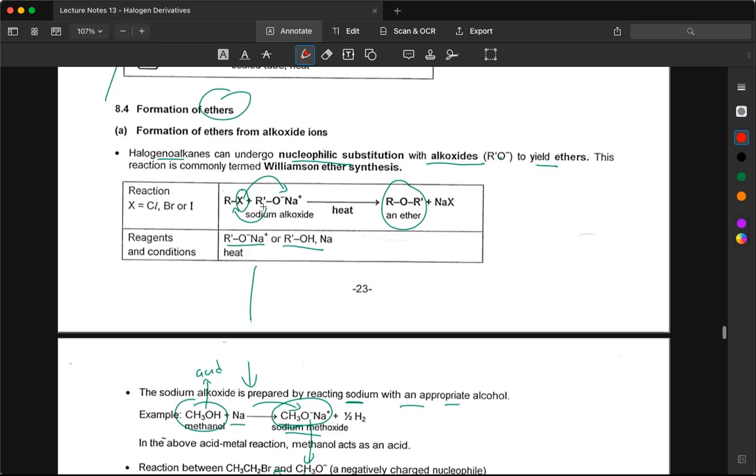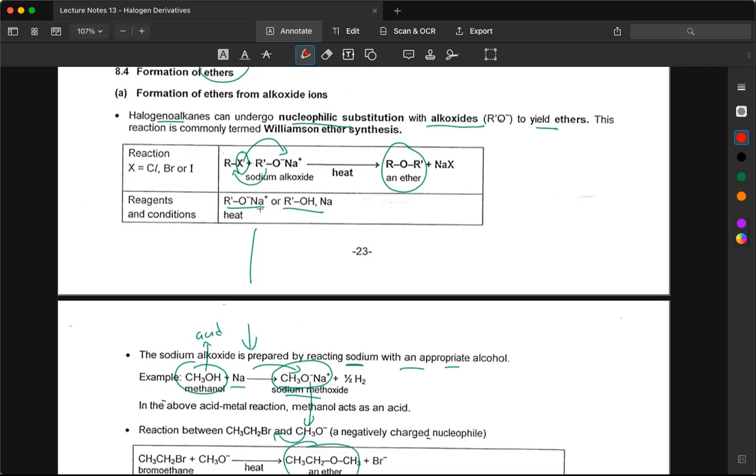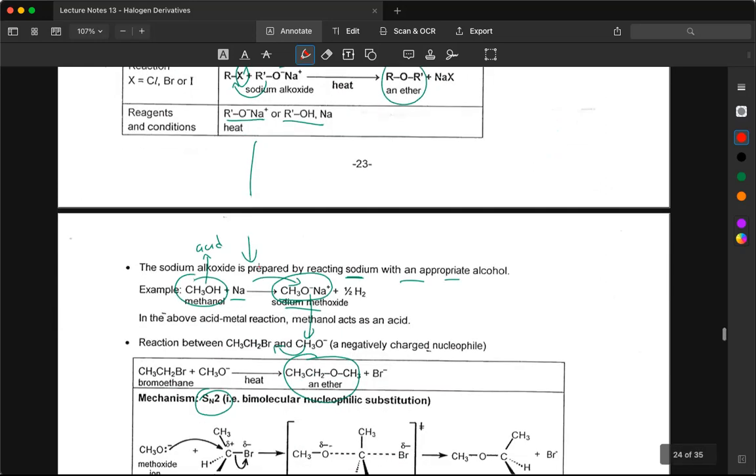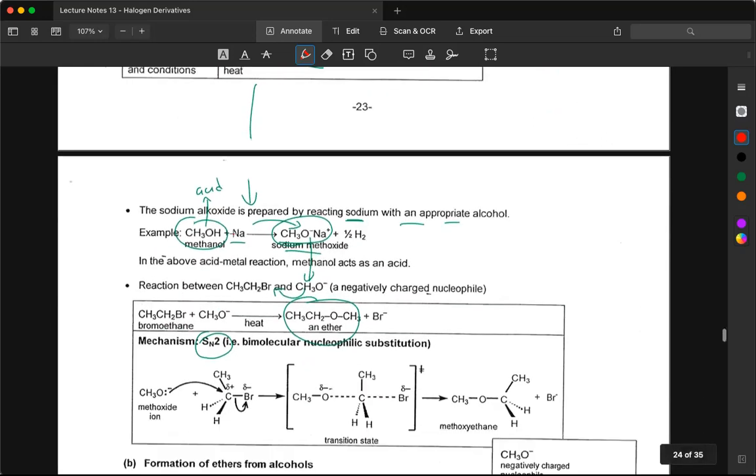So what happens is that the R joins to the O. So this comes off. The X joins to the Na. This one joins to the other. So you get ROR'. And these are the reagents and conditions.